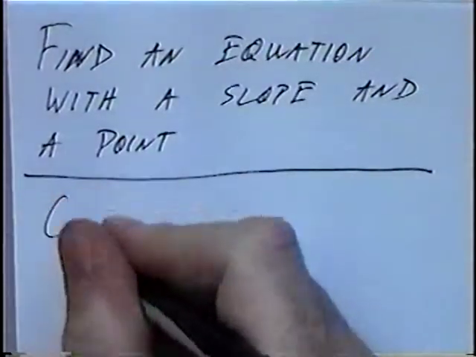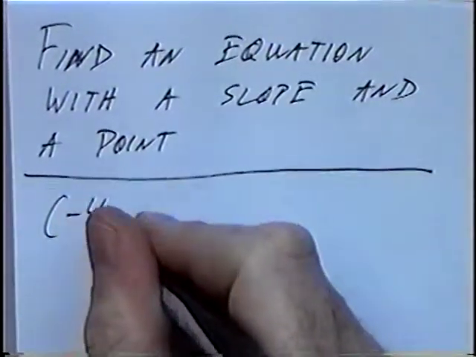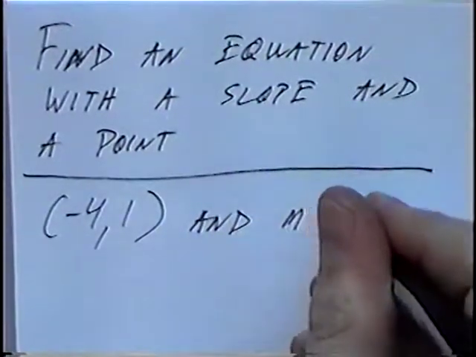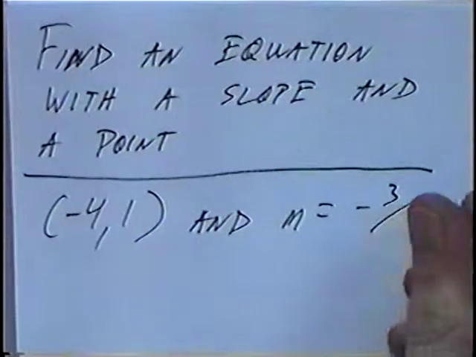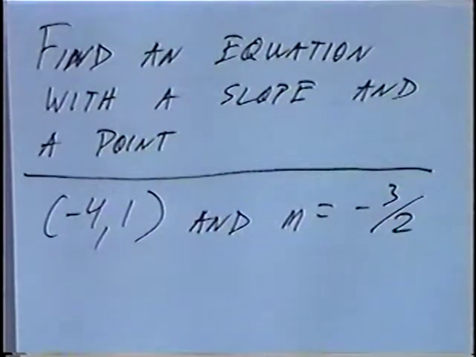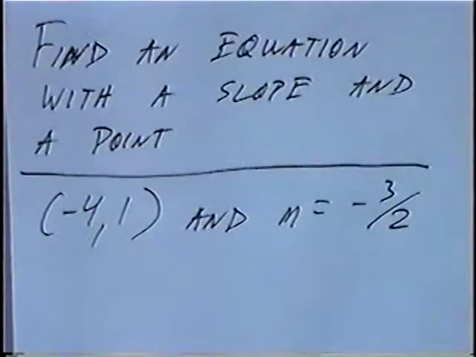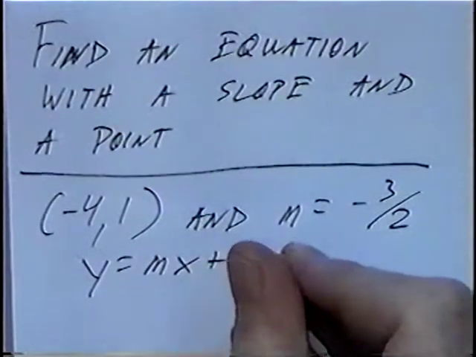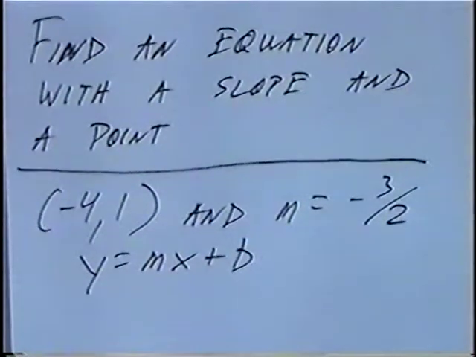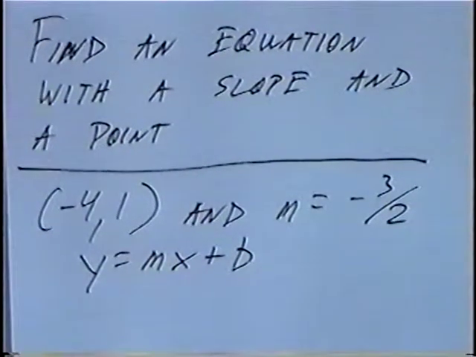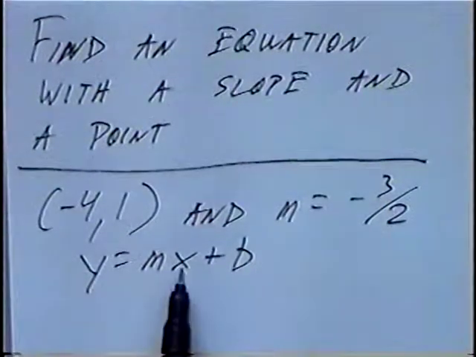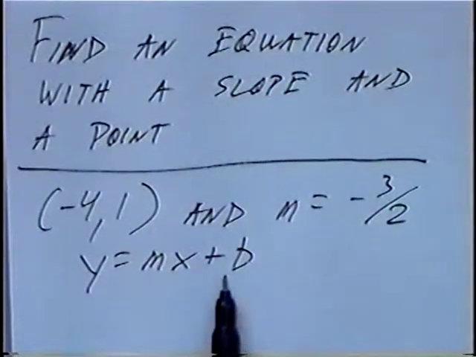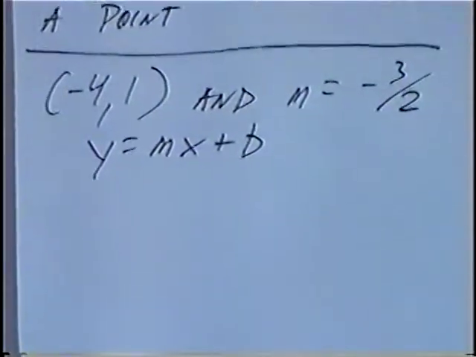First problem, the point is (negative 4, 1), and the slope m is equal to negative 3/2. If you remember graphing lines or equations of lines, the form is y equals mx plus b. Using the given information, we have an x and y point we can plug in for x and y. We have a slope m we can plug in for m, and we can find the missing value for b.